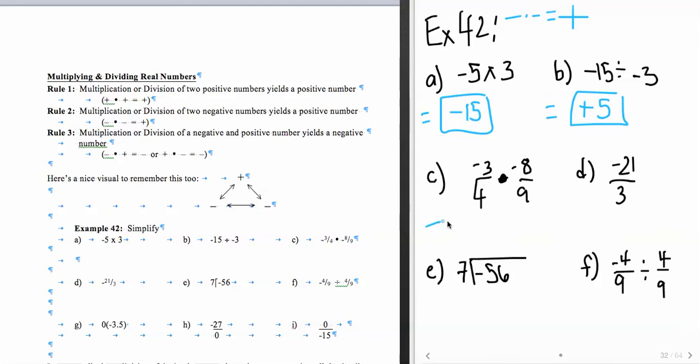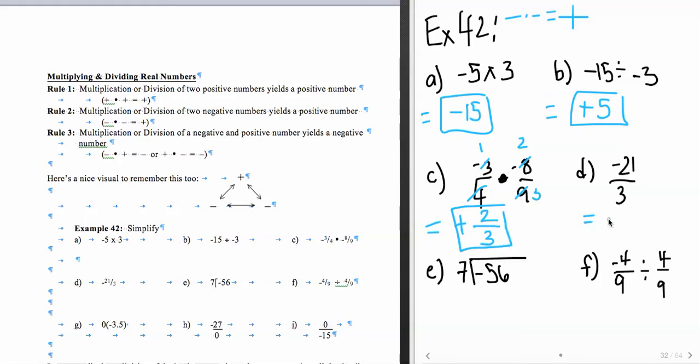We know with fractions, a negative times a negative is a positive. Then we deal with the fractions. We'll do the canceling here and the canceling here. And when we're all said and done, we multiply across. 2 times 1 is 2, and 1 times 3 is 3. And so we get a positive 2/3.